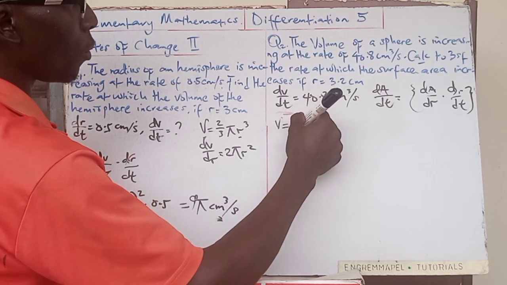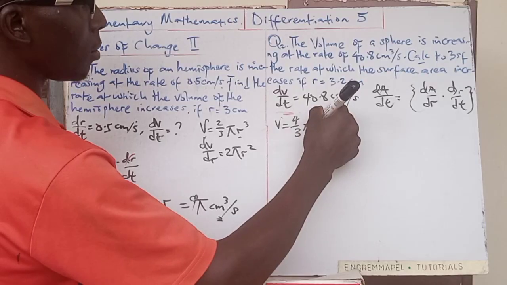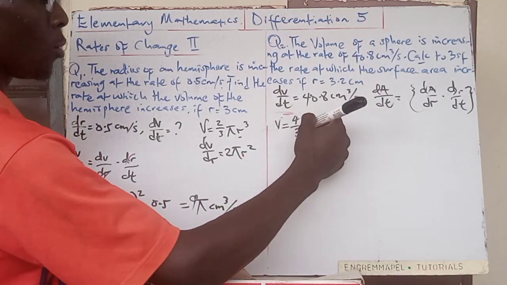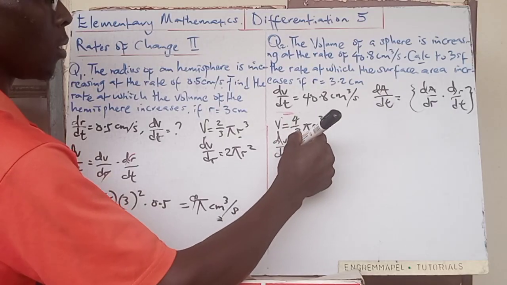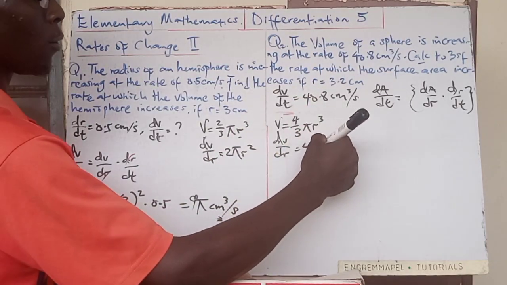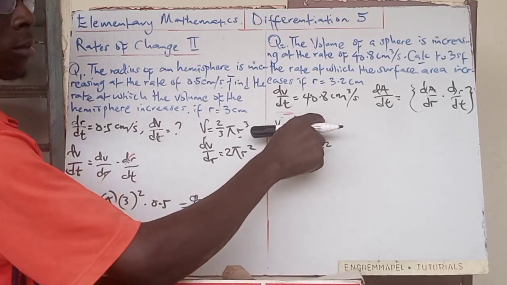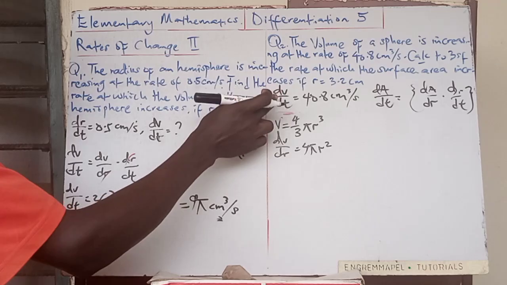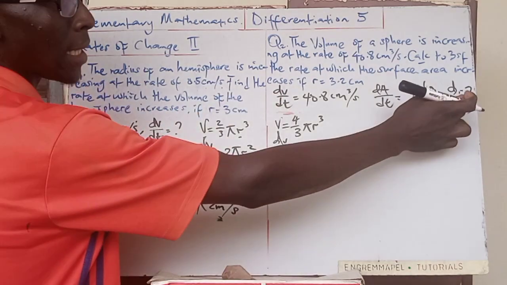V equals 4 over 3 pi r cubed. That's the volume of the sphere. So we can differentiate dV/dr. dV/dr will be 3 multiplied by the whole of this; the 3 cancels the 3 to remain 4. So that's 4 pi r squared. Now I have my dV/dr and I have my dV/dt. Definitely I can get my dr/dt.